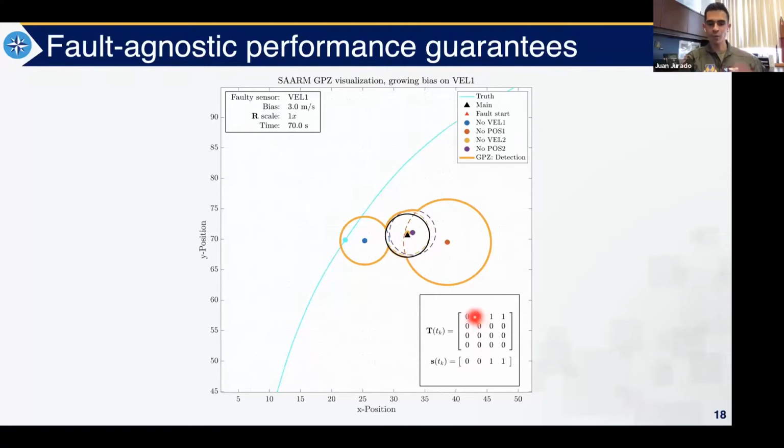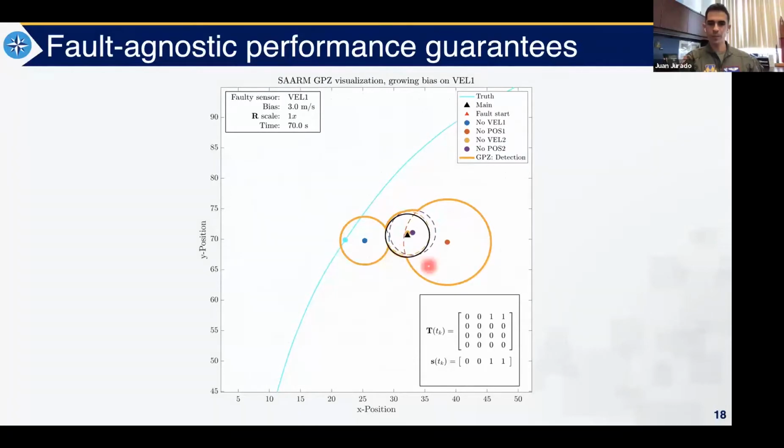Still, I can provide a GPZ to the user, because now we know that somewhere in this union, once again, one of these error bounds contains the truth. I don't know which one, but I union all of them, and one of them contains the truth. Notice that the main filter is completely inconsistent. It does not contain the truth within its error bound, but the GPZ still contains the truth.